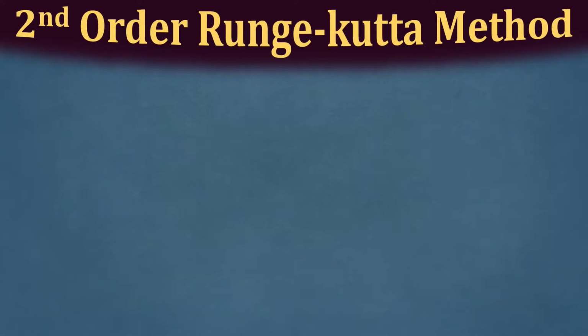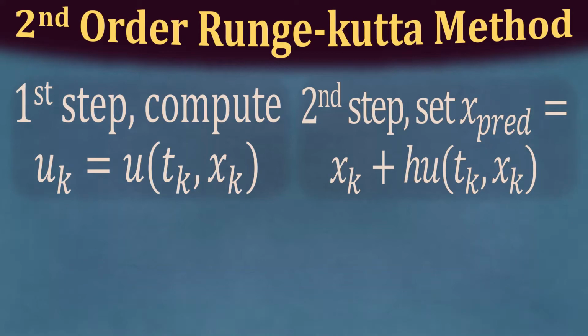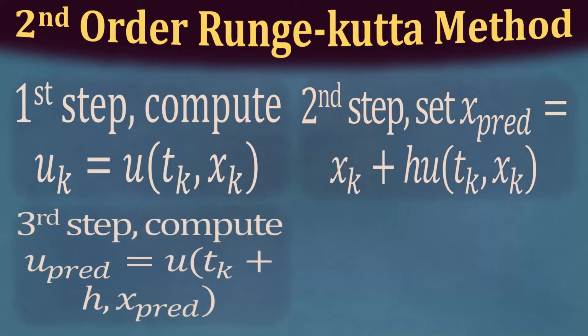Next, let's move on to discuss the second order Runge-Kutta method. In the first step, we compute u_k is equal to u(t_k, x_k). The second step, we set x_pred equals x_k plus h u(t_k, x_k). For the third step, we compute u_pred is equal to u(t_k plus h, x_pred).